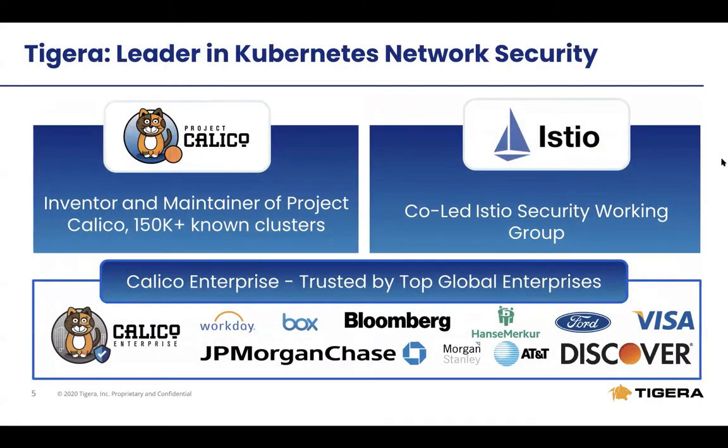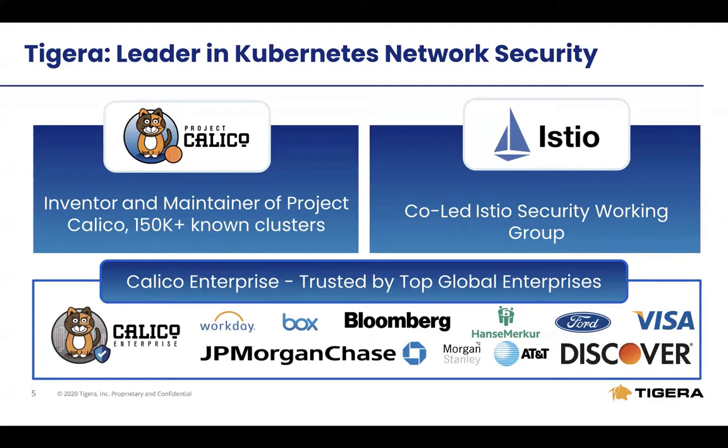Now, let's talk about Tayera, which is the company behind Calico. We're the leader in Kubernetes network security. We are inventors and maintainers of Project Calico, and we also help co-lead some of the earlier security working groups. Some of our engineers and product people today are tightly integrated with some of the upstream projects, as well as the network SIG in Kubernetes.